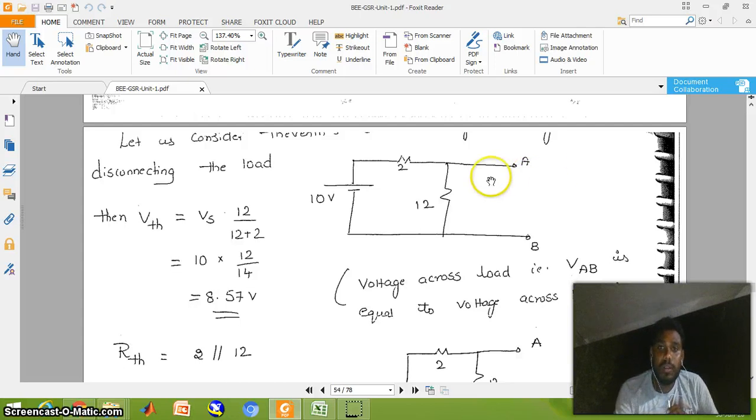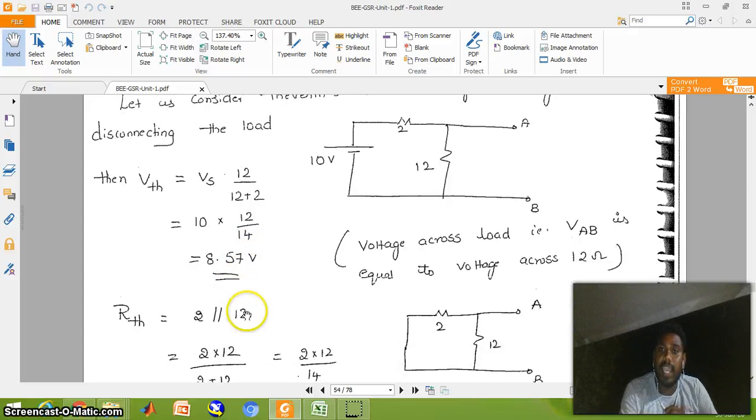Here 2 ohms and 12 ohms are connected in series. In a series circuit the voltage is distributed, so by using the distribution law, calculate the voltage across 12 ohms, which is equal to V Thevenin. V Thevenin is equal to total voltage into the same resistance divided by the sum of the resistances, as per the distribution law. The total voltage is 10 volts, the resistance is 12 ohms, divided by the sum of the resistances, 12 plus 2. Calculating this, we get 8.57 volts, that is the V Thevenin value.